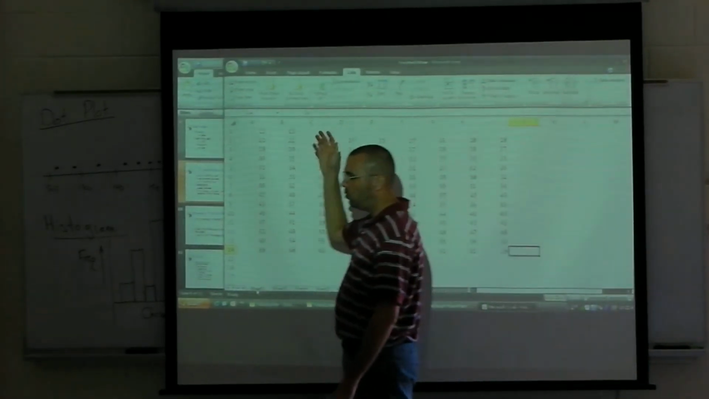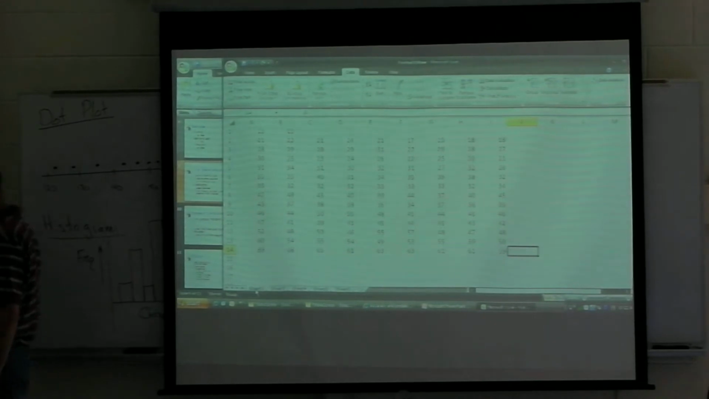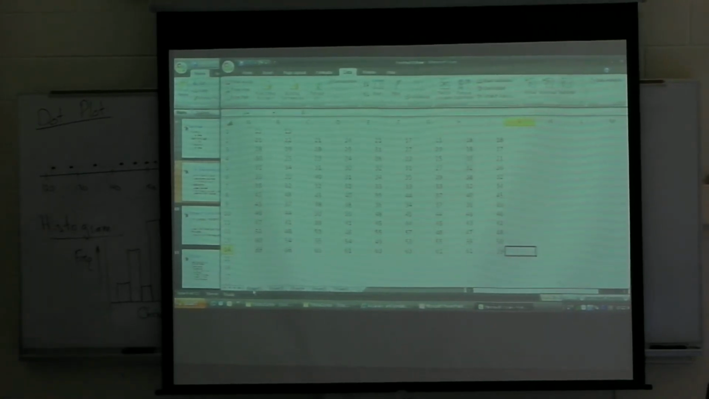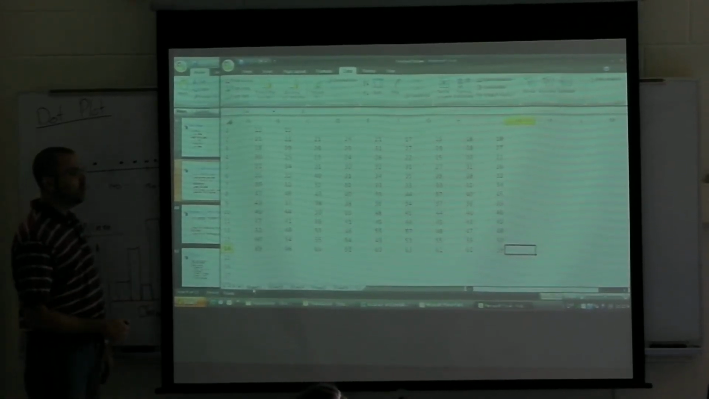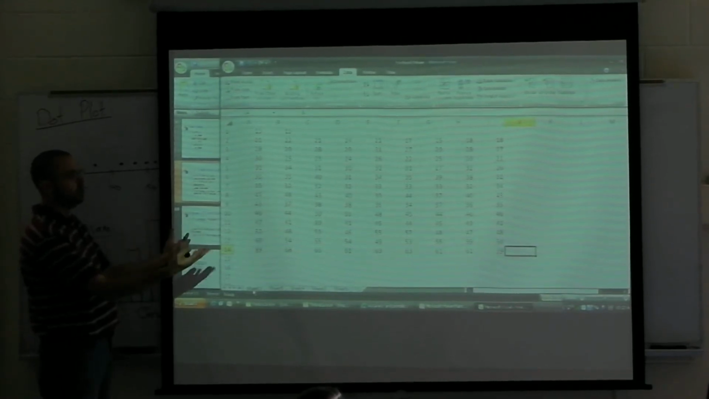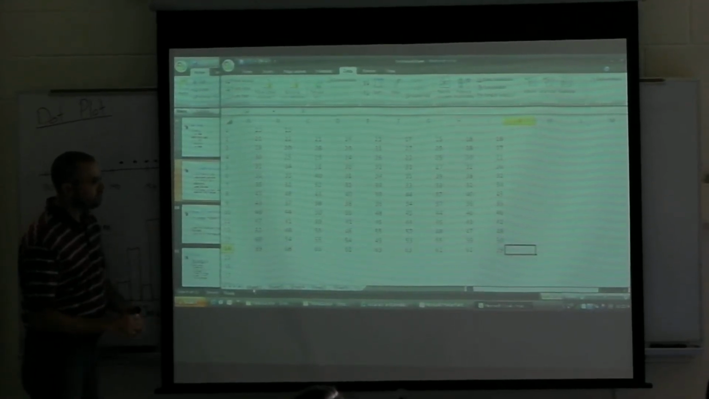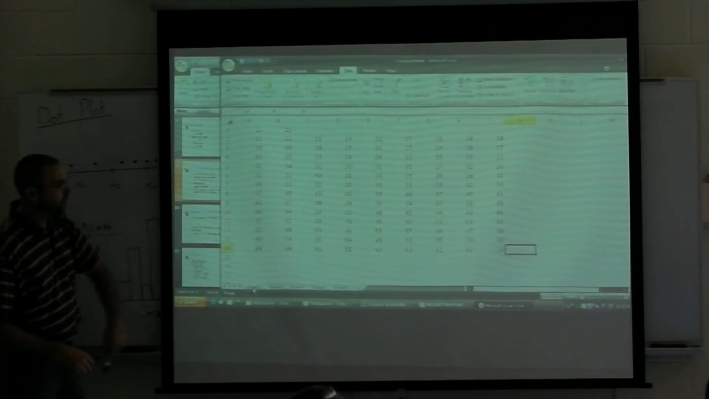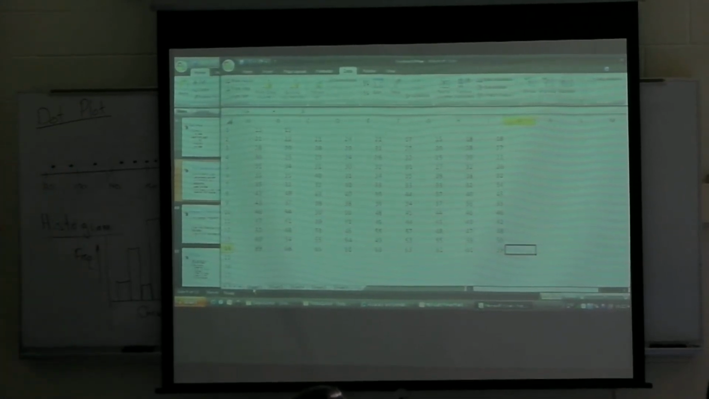In statistics, what we're trying to do when we summarize data is give it a voice. We're trying to say, what is the story that this data is telling us? Graphical displays are one way we can put that story into usable ways. All right, so here's our data. I want to construct a graph based on this data.